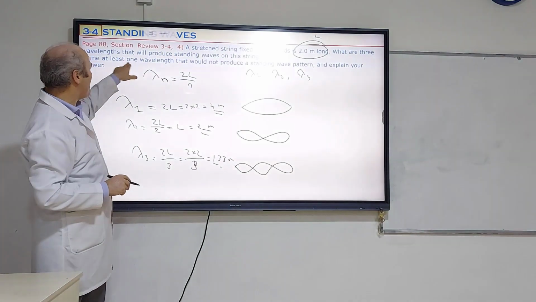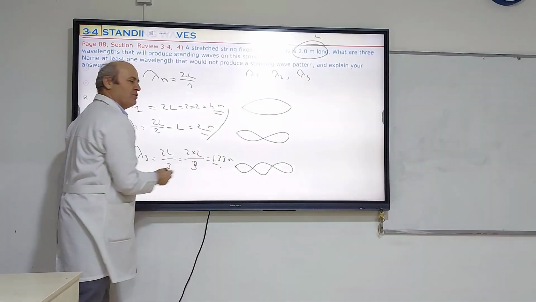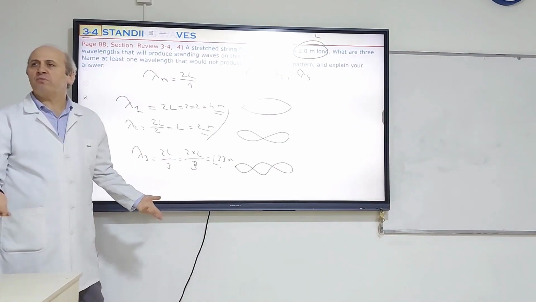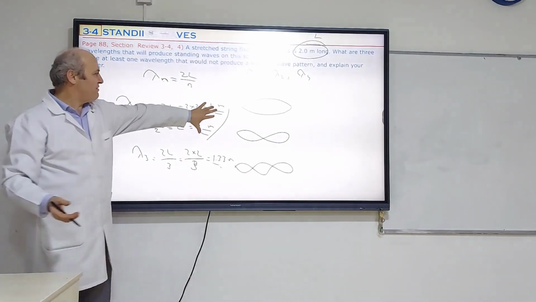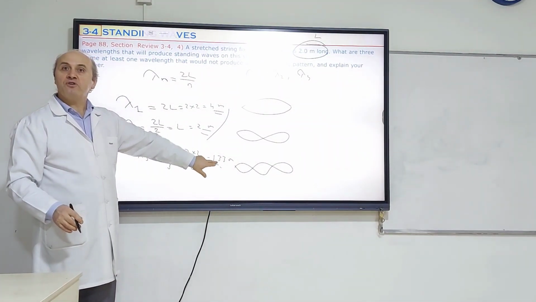It says name at least one wavelength they will not produce. Tell me a number between 4 and 2. 3.5, 3.1, 3. Any number between 4 and 2 cannot. Any number between 2 and 1.3 cannot.